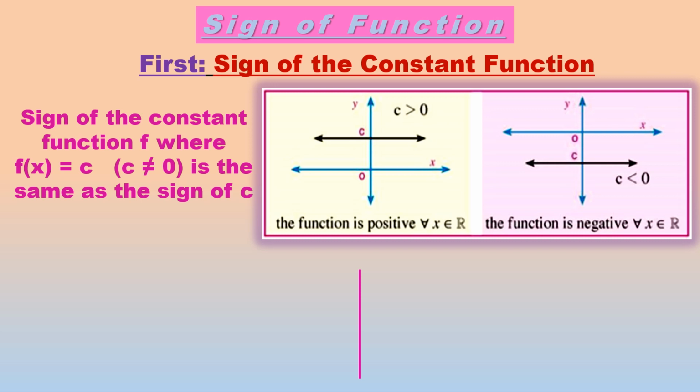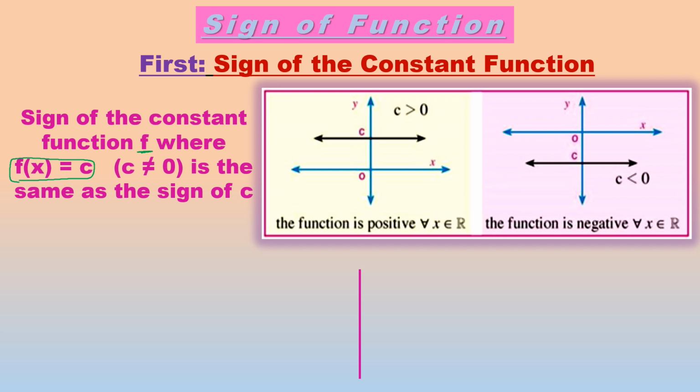The sign of the constant function f, where f of x equals c, c not equal to 0, is the same as the sign of c. Again, the sign of the constant function f, where f of x equals c is a constant number, c not equal to 0, is the same as the sign of c.